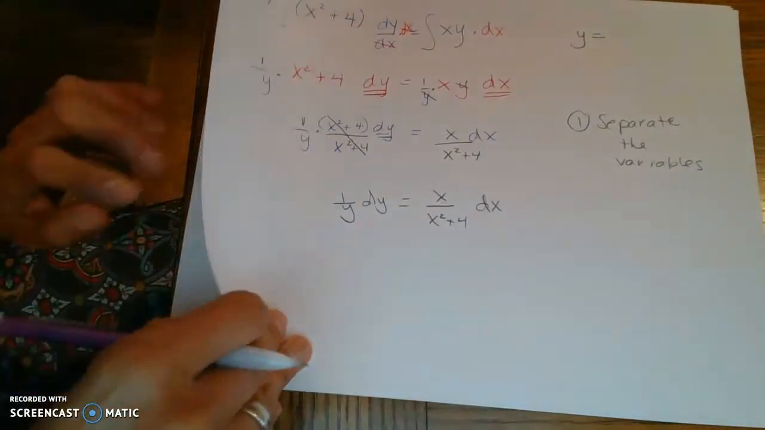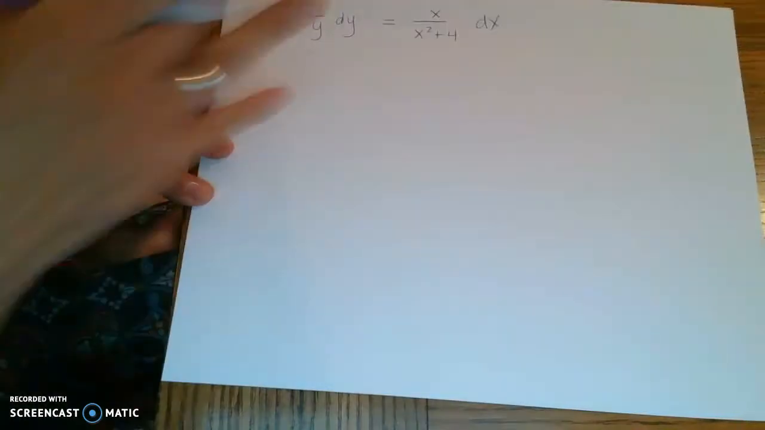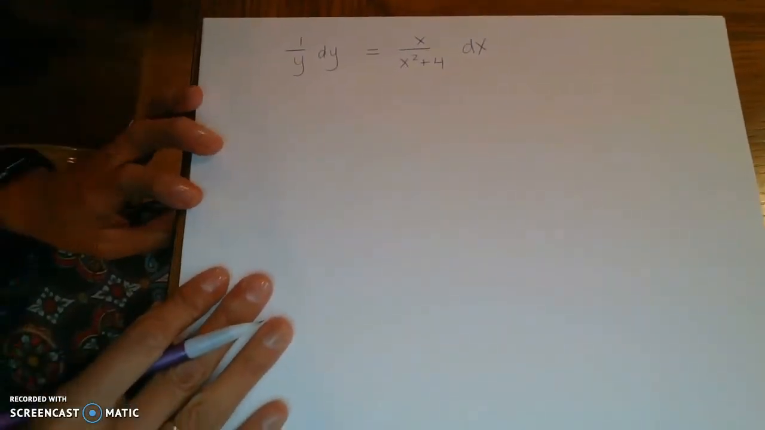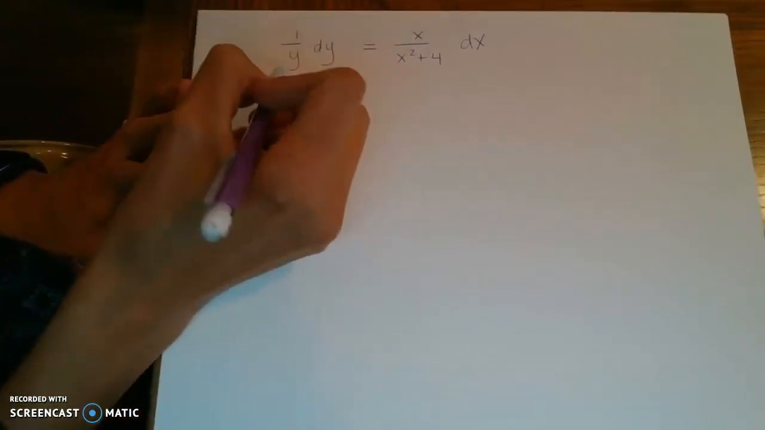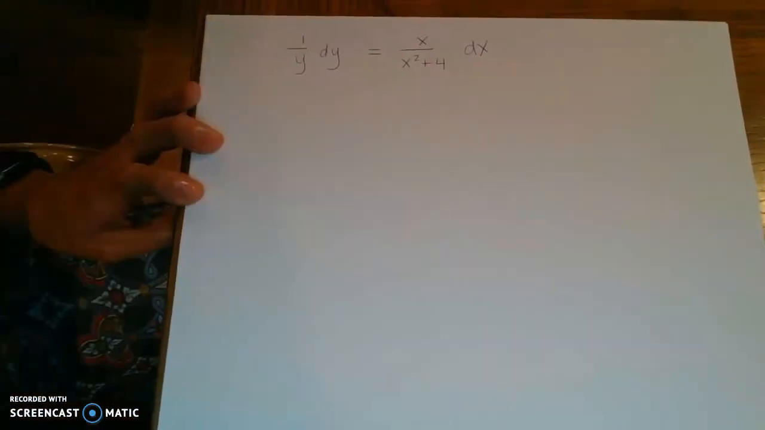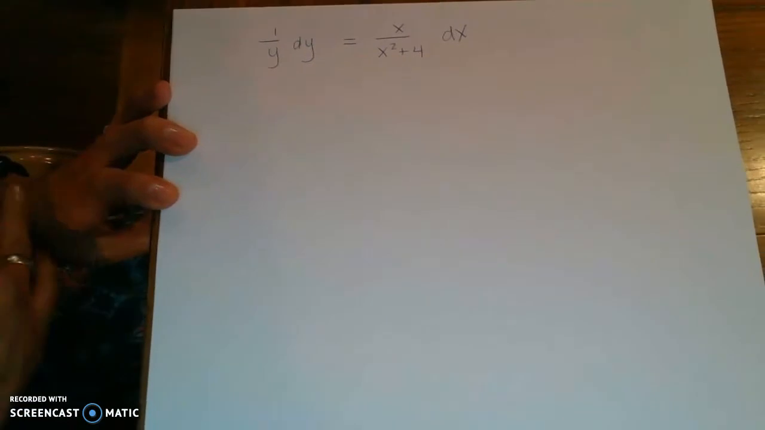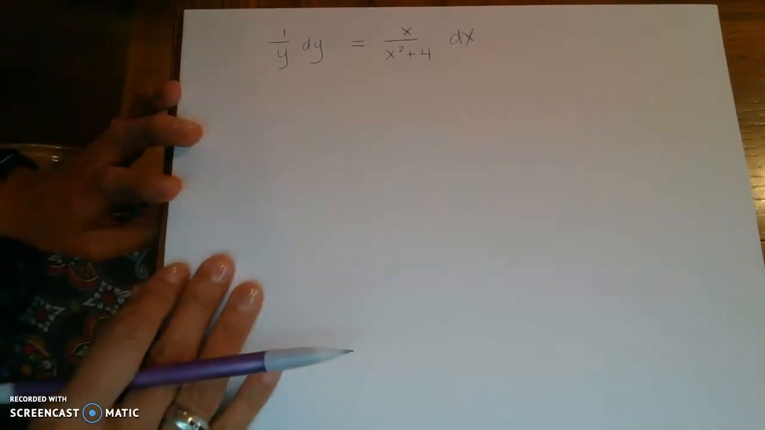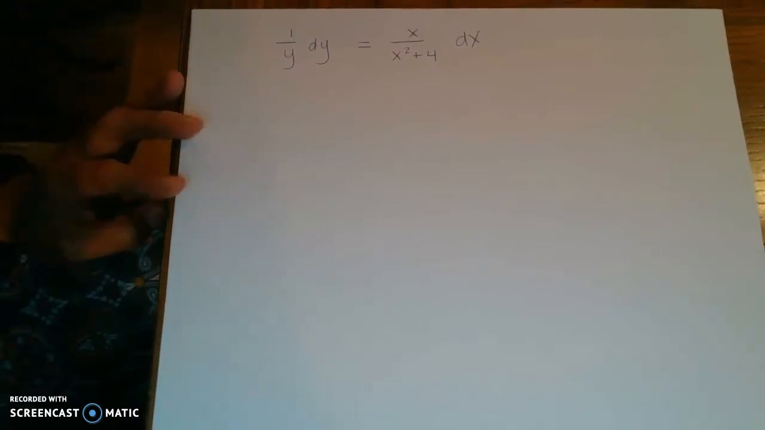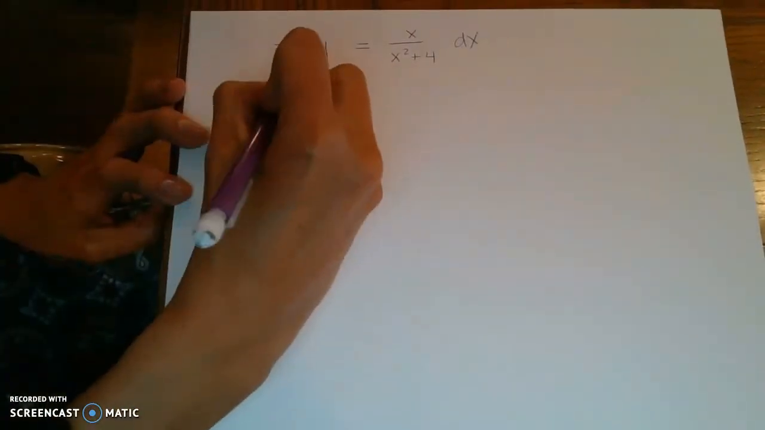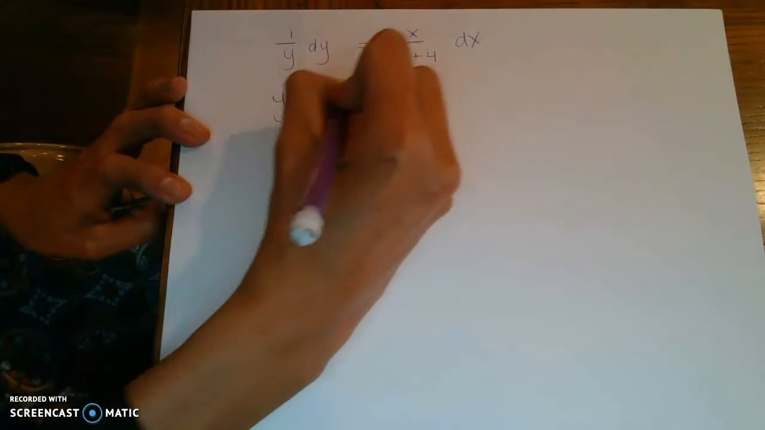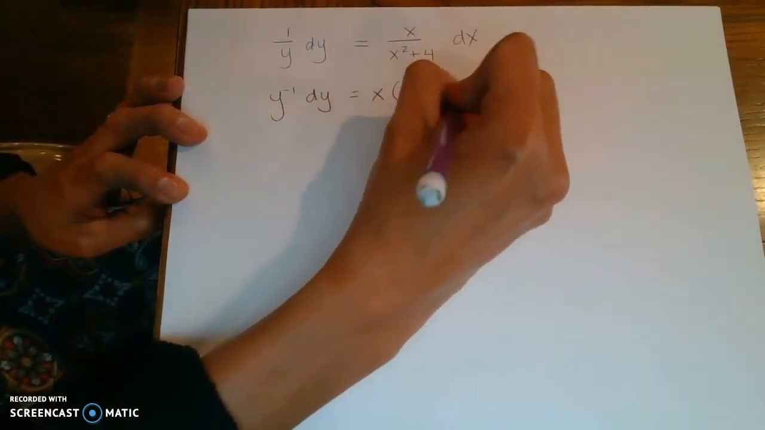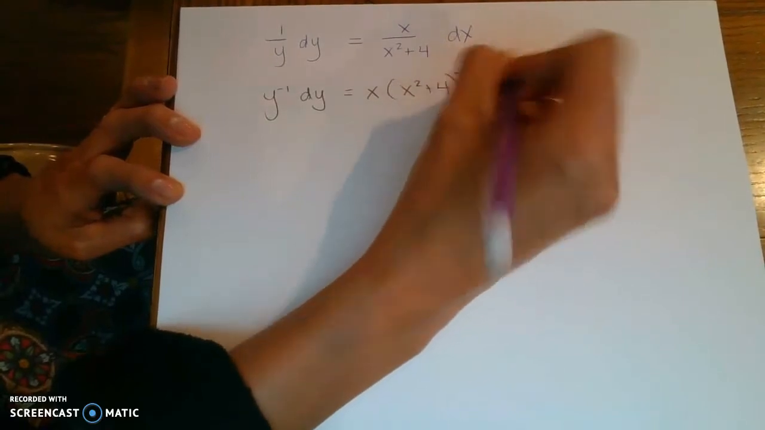Okay, so we're here. Now that we're here, I'm ready to integrate, except it's not in its correct form for me to integrate. Remember, there's only U substitution or basic integration. There's no such thing as a quotient rule or a product rule and so on. So I need to move this to y to the negative 1 dy is equal to x squared plus 4 to the negative 1 dx.